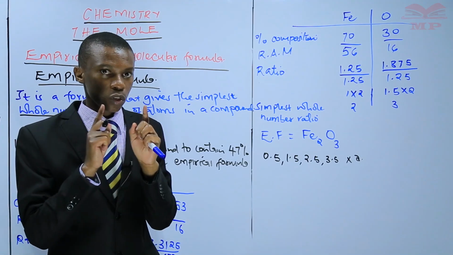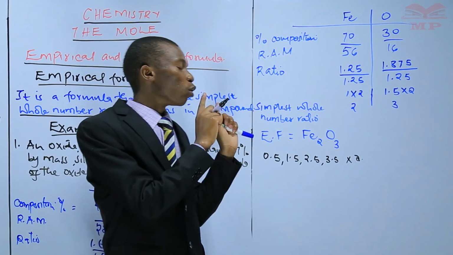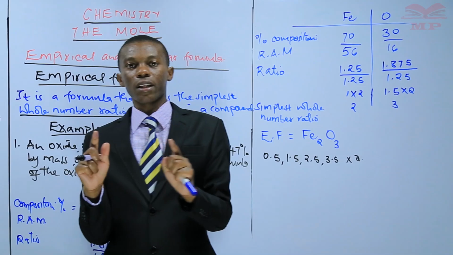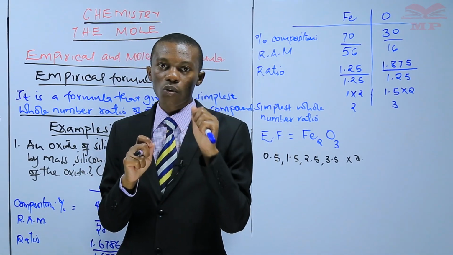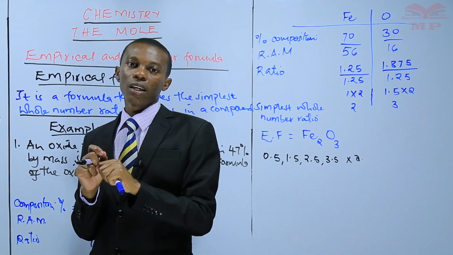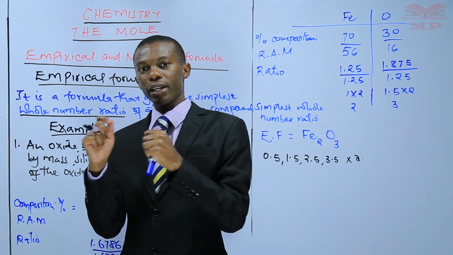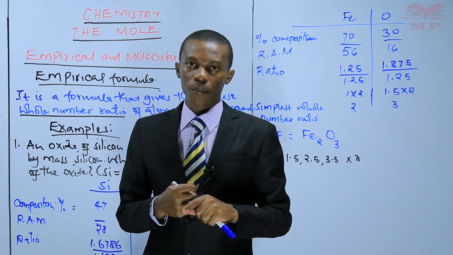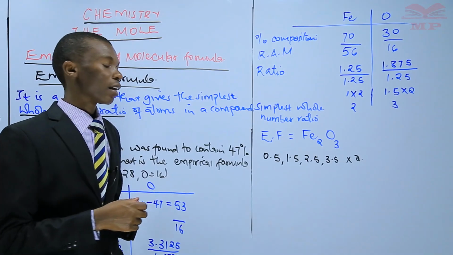So for a 0.5, you multiply by 2, both sides, or if there are 3 sides, then all sides. But when you get a 1.9 or a 1.8, you round it off to the nearest whole number. If you get 2.9, you round it off to 3. If you get 3.7, you round it off to the nearest whole number, and you'll get 4. Therefore, that is the second example we have done.